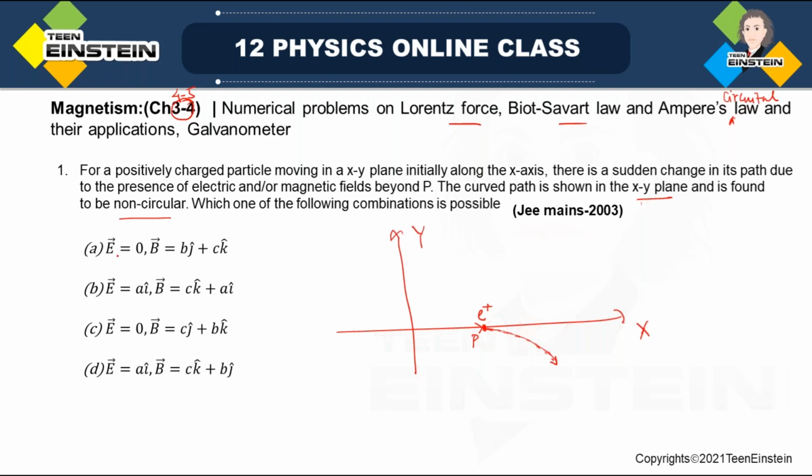Combinations of what? Combinations of fields, as you can see from here. E is equal to 0 in the first option, and B is equal to Bj Ck cap. Similarly, other options are given. You have to find out among these four options the one which will deflect the charged particle in this kind of non-circular curved path. So for a non-circular curved path, we know from the Lorentz force.